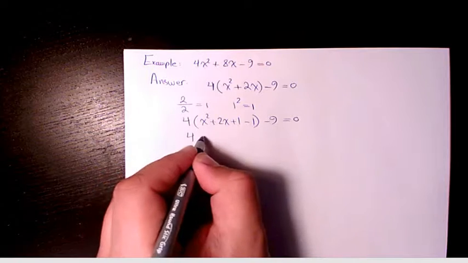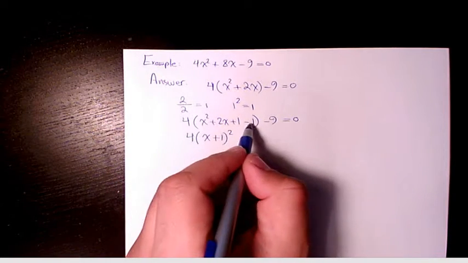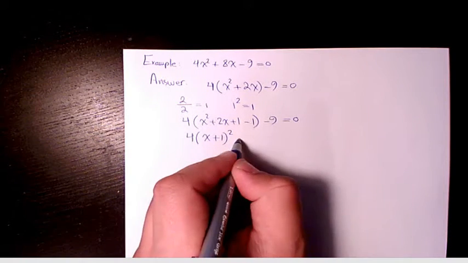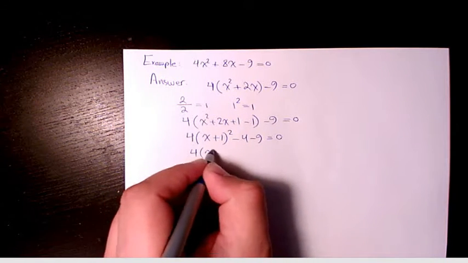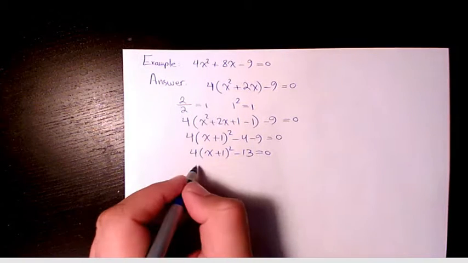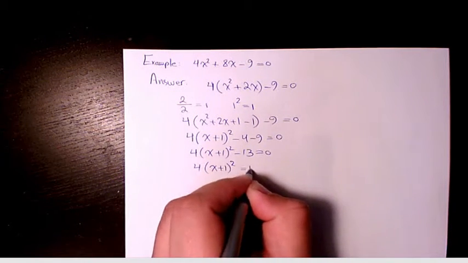So we have 4 times (x plus 1) to the power of 2. And then we move the extra term out. It's going to be 4 times negative 1, which is negative 4, minus 9 equals 0. So we have 4(x plus 1) squared minus 13 equals 0. So 4(x plus 1) squared will be equal to 13.